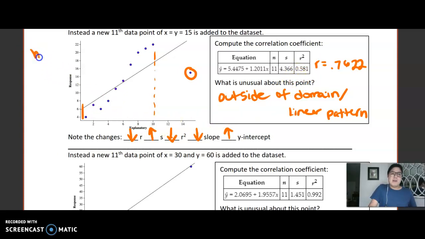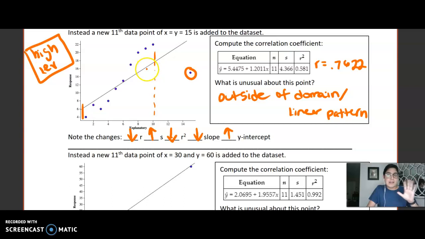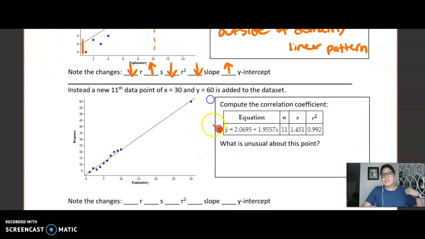This is an example of what we call a high leverage point. It's got an unusually small x or large x. So since 10 is like the last notable x that I have, 15 would be considered quite outside of there, right? So high leverage here. Could also be considered influential depending on its effect on the coefficient. And I think definitely this could be high leverage and influential.